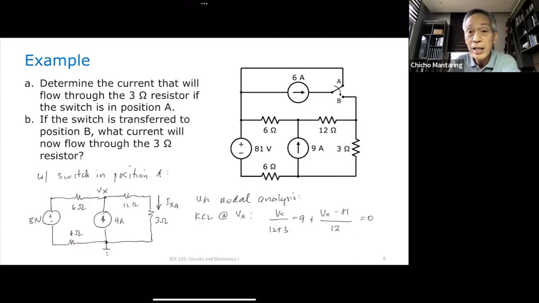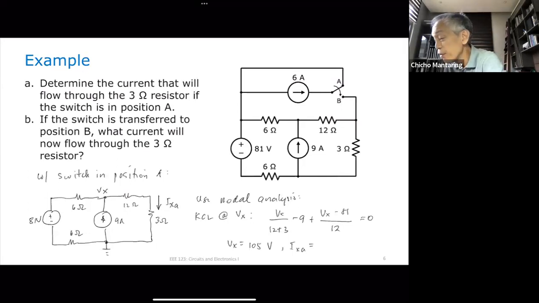Did everybody understand that? I hope so. So one equation, one unknown. We won't go through the solution anymore, I already solved this beforehand. I'm going to get V_x equal to 105 volts. And therefore, what is I_xA? I_xA is now V_x divided by 3 plus 12, V_x over 15. And this is going to give me 7 amperes.